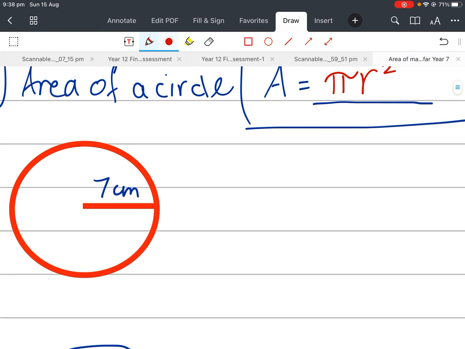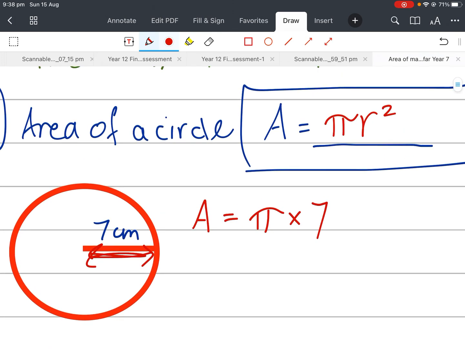Well, I go area equals pi times, now the radius, if you remember, is halfway, isn't it? And they've given us, nice easy one there, 7. Now the formula is telling me to square it, so I'm going to put a little squared up there. Alright, so now I'm going to use my calculator.